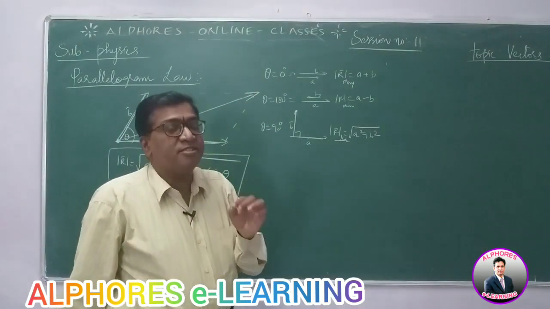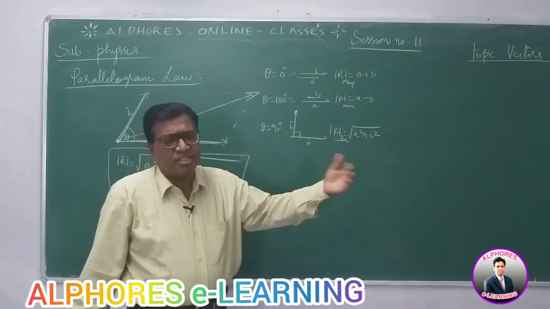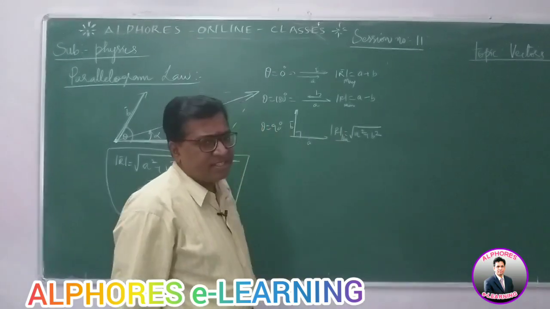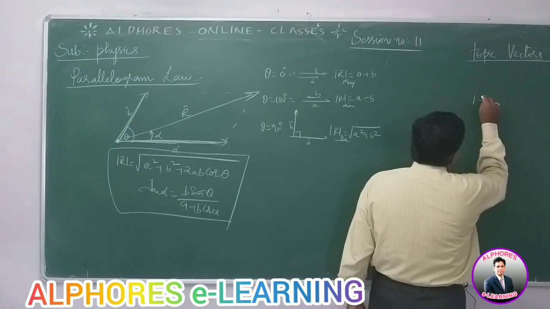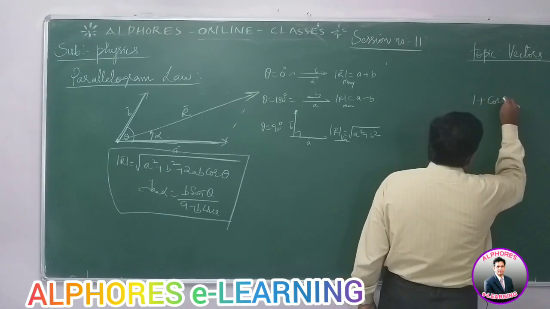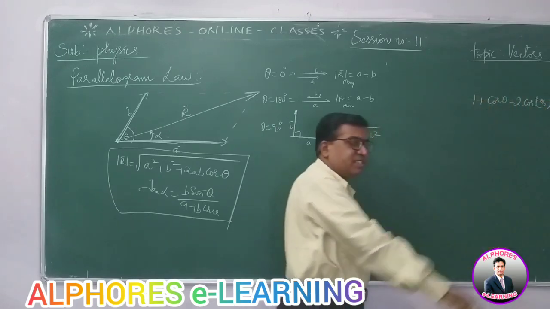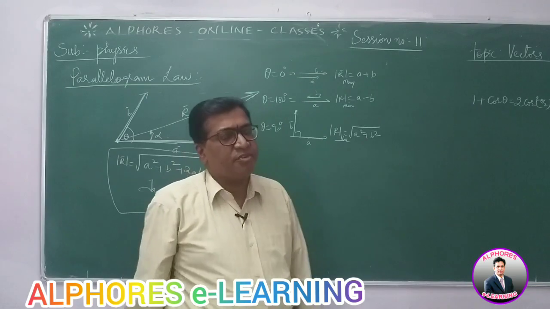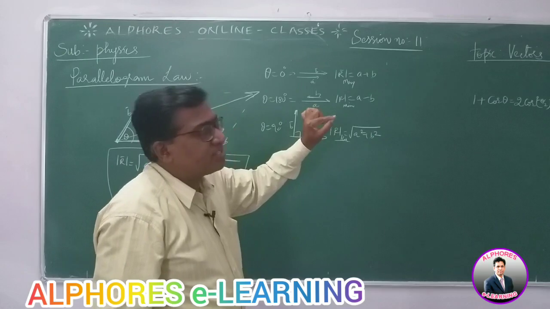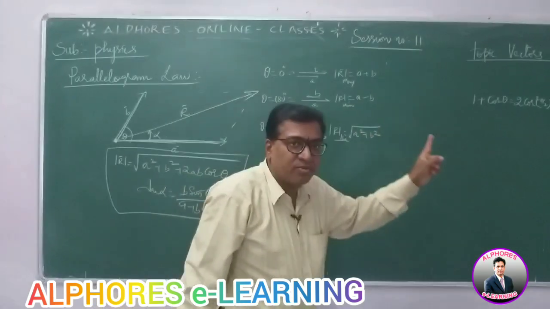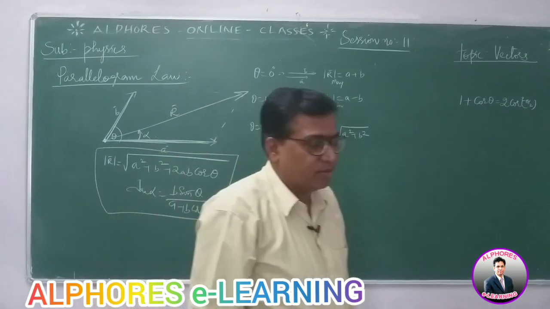The next case is a very important case, very useful in many of the coming chapters. For that, you should know a simple trigonometric identity. According to trigonometry, 1 plus cos theta is 2 cos square theta by 2. This is a trigonometric identity which we are going to use in the next case. So you remember, 1 plus cos theta you can write as 2 cos square theta by 2.